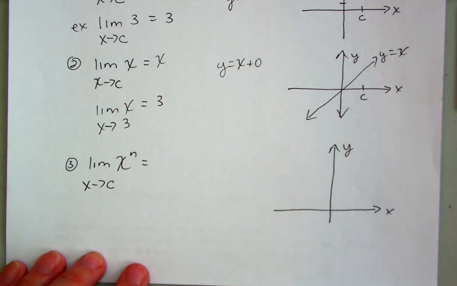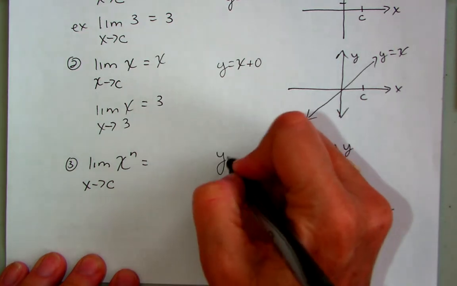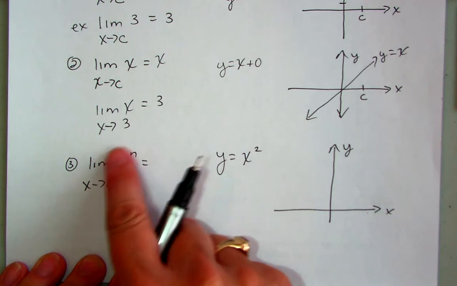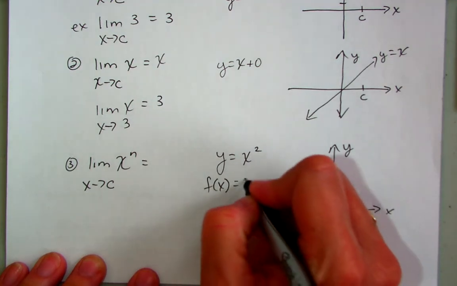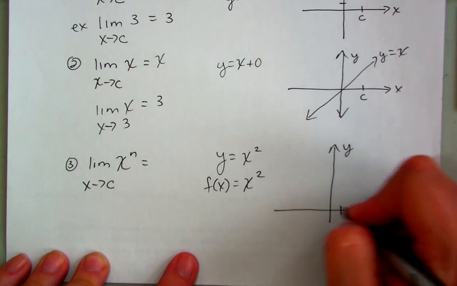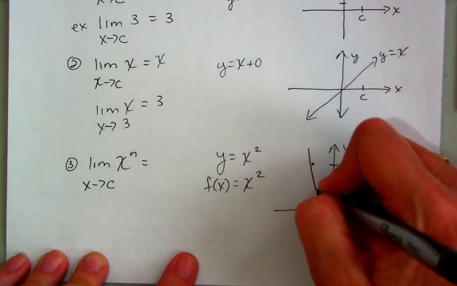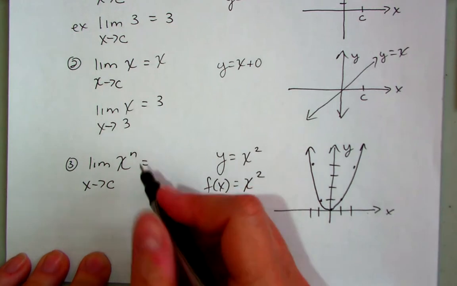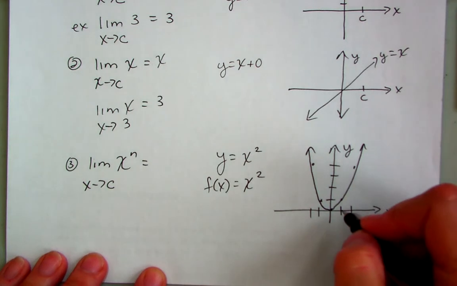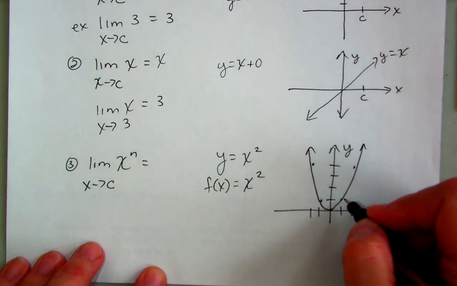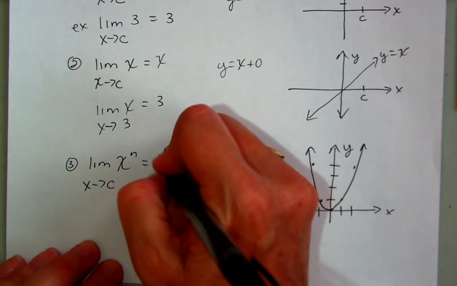Next, the limit of x to the n power as x approaches c. Well, let's see. Let's make an example. Y equals x squared. So that function here, and I just called that n equals 2. Y equals x squared. So let me draw that parabola. Because it could be x to the second power, x to the third power, etc. Sorry, that should be c to the n power.